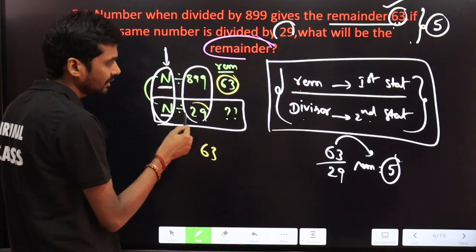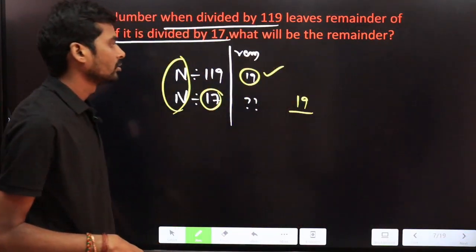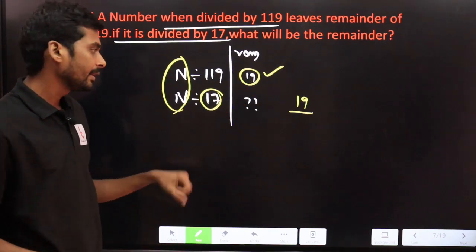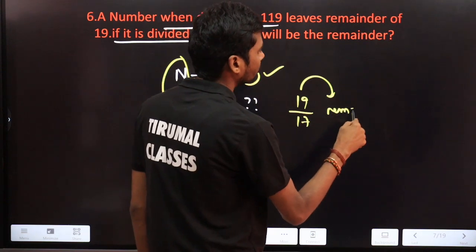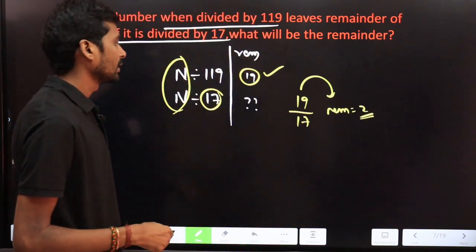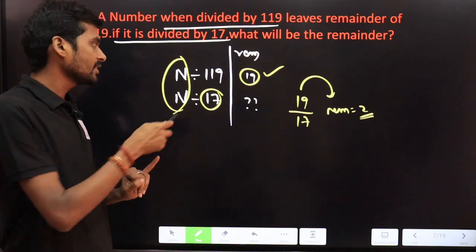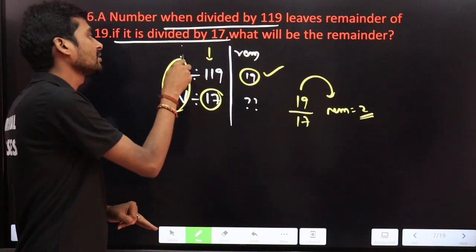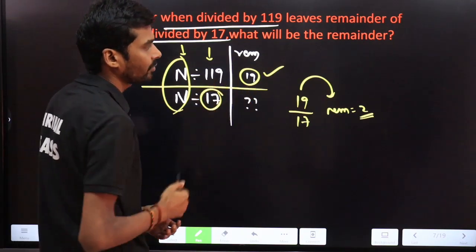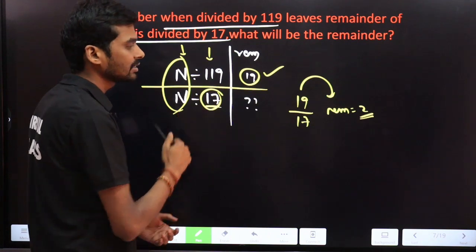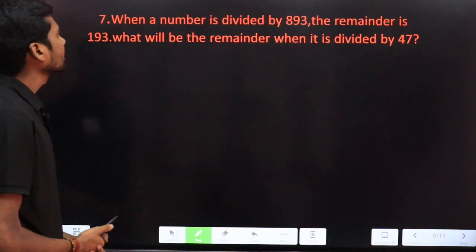Similarly, 19 divided by 17. What is the remainder we'll get? The remainder is 2. Okay, but the condition is what? The dividend part must be same. In the first case, the divisor part is same. In the second case, the dividend part is same. If the dividend part is same, then you take the remainder from the first statement divided by the divisor from the second statement. Okay. So let's take the next statement.